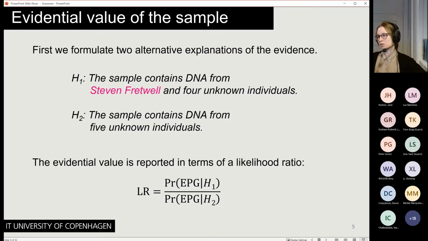But they are really two alternative explanations of how this DNA sample came about. In this case, I'm interested in assessing whether there was DNA from Mr. Fredwell. So I formulate one hypothesis. You can think of it as the prosecutor's hypothesis, that his DNA was there, possibly together with some other people, and we'll call them unknown. So we acknowledge that there are 4 other people there, but we don't know their specific profile. Whereas for Stephen Fredwell, I have his whole DNA profile. He's been swabbed and typed.